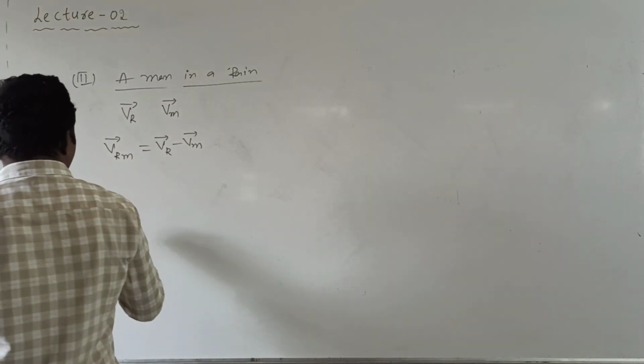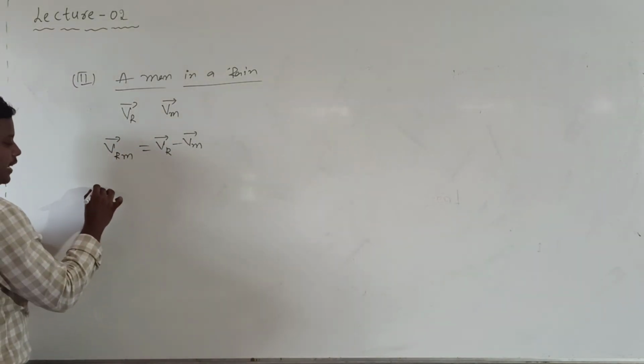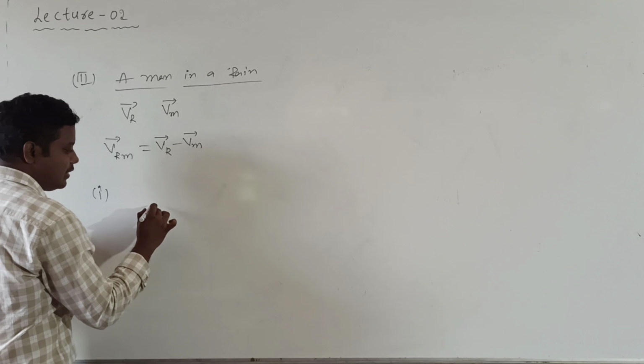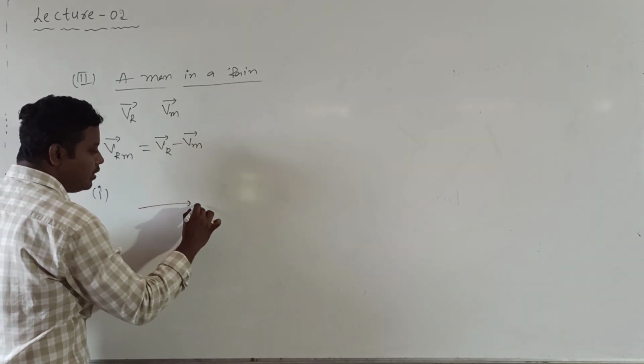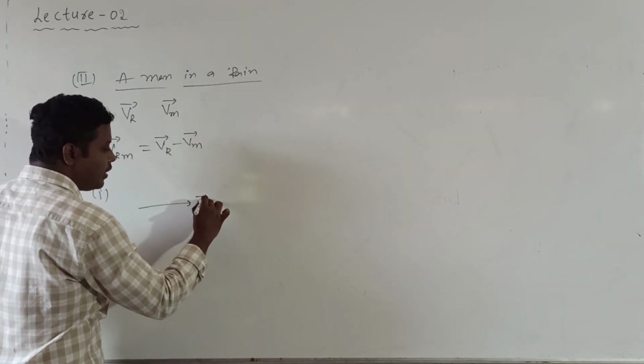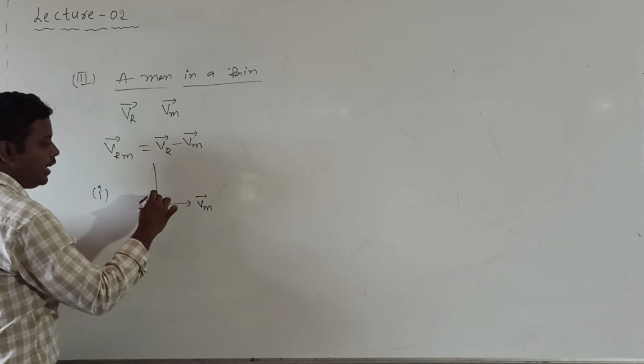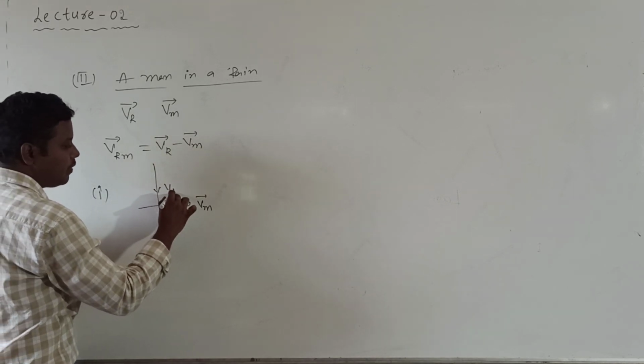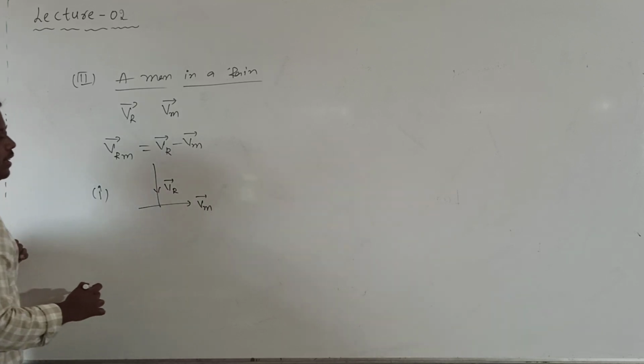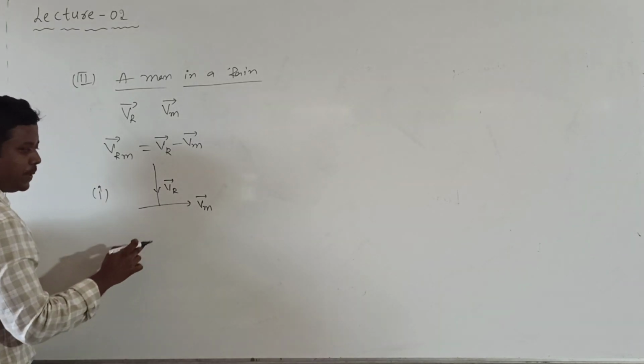So let us discuss 4 cases based on this. First case. In this first case, let us suppose man is going horizontally with a velocity given by V and rain is falling vertically with a velocity given by VR. Now what I want to calculate is the relative velocity of rain with respect to man.